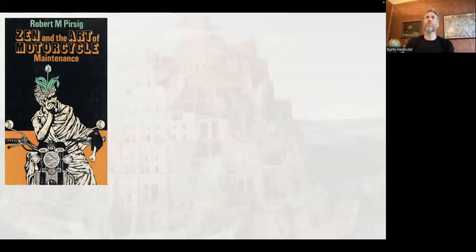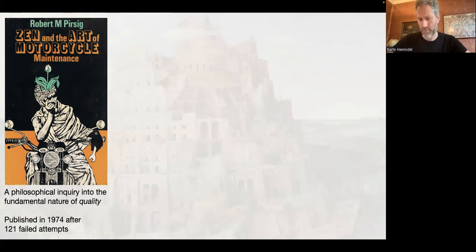Now, the first time I heard about this book, I thought it was some kind of pot smoking manifesto. I didn't really know anything about it, but that's definitely not what it is. I mean, it's basically a serious philosophical inquiry into the fundamental nature of quality, the metaphysics of quality. Now, it was published in 1974 after 121 failed attempts, which is also pretty zen. So the book is not really about Zen, and it's not really about motorcycles either.